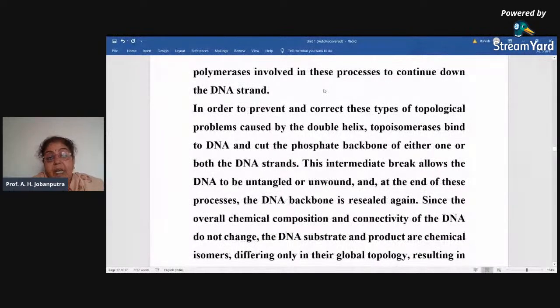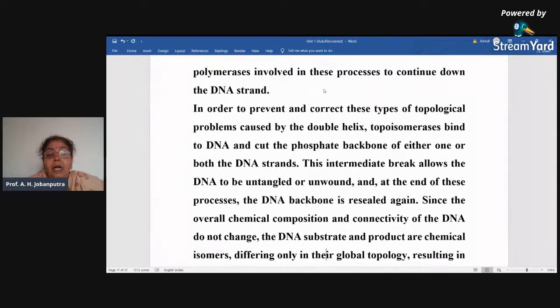सो टू प्रिव्हेंट अँड करेक्ट these type of topological problems which are caused by double helical structure of DNA, topoisomerases are very important. असे प्रॉब्लेम्स कशाशी रिलेटेड असतात? डीएनए टोपोलॉजीशी, म्हणून त्याचं नाव दिलेलं आहे topoisomerases. So what these topoisomerases do, wherever there is torsion or stress created, they will bind to the DNA at that position and cut the sugar phosphate backbone एका स्ट्रँडमध्ये किंवा दोघं स्ट्रँड्समध्ये दोन्ही पॉसिबिलिटीज आहेत. एका स्ट्रँडमध्ये जरी कट केलं तरी पण तेवढा पोर्शन सुटून जातो.